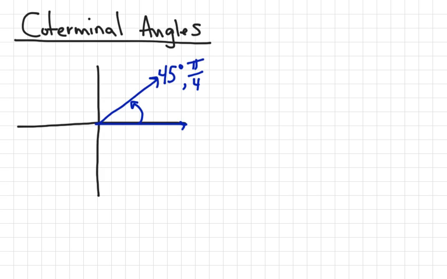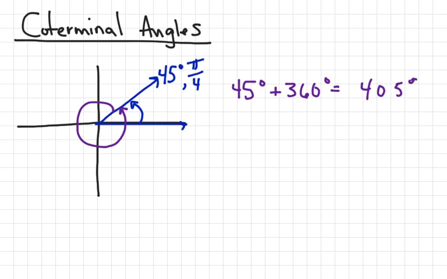Well, what happens if I start there and I go around in a complete circle and stop in the same place I started? Well, I'm no longer at 45 degrees. When you make a complete circle, you add 360 degrees. So now you're at 405 degrees. Now, in radians, one complete circle is the same thing as adding 2 pi radians.